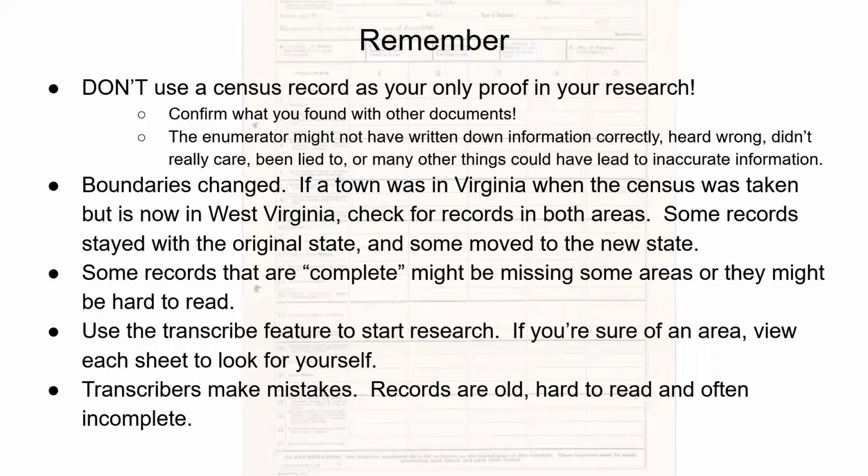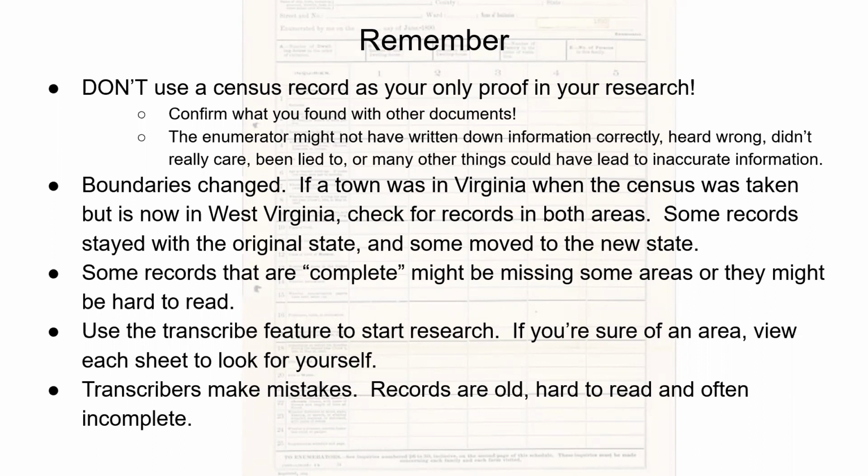Try to use the transcribe feature when you search, where the computer looks it up for you and it's typed and nice and pretty, but also make sure you go to the actual document if you can and look at it. It's better to look at things for yourself because transcribers make mistakes. Records are old, they're hard to read, they're missing information. They may just have initials, they may have names spelled incorrectly. So make sure you check not only the transcribe feature, but also the actual document. And if you can, search the document by the area your family lived in.